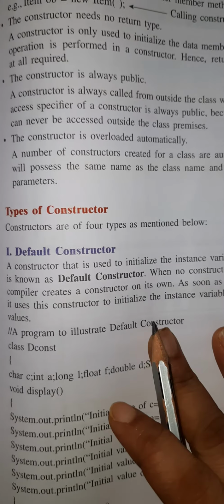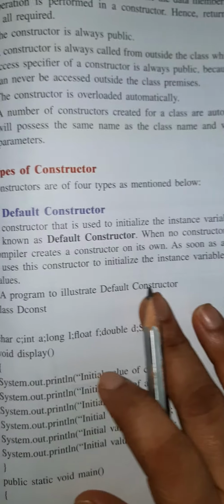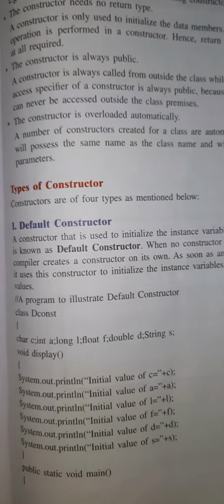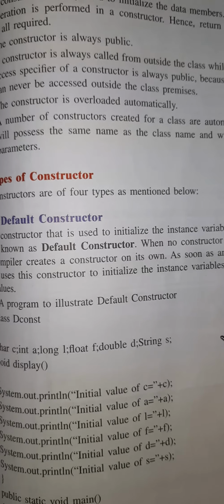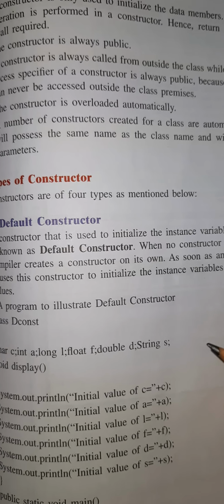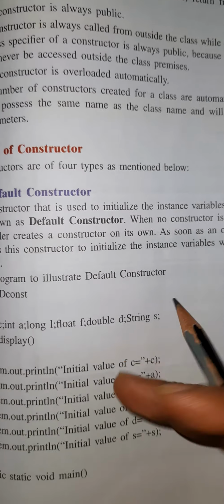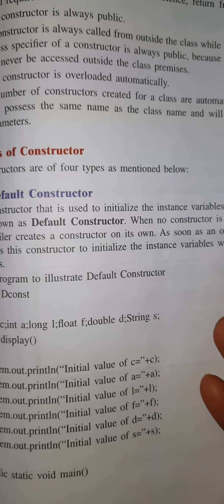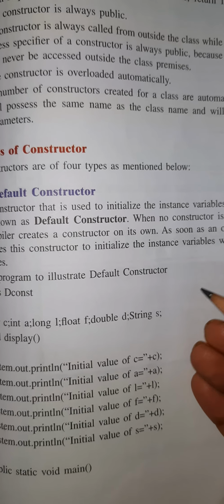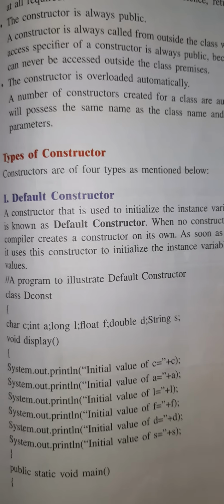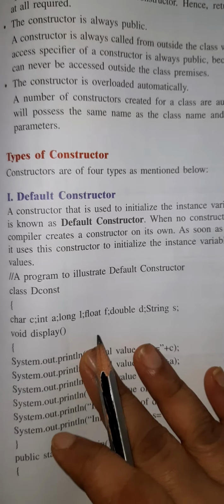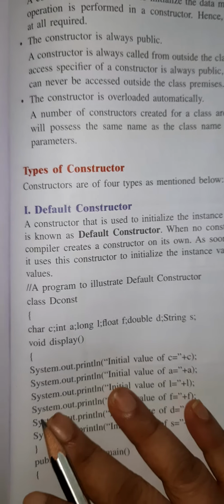So it is taking the initial value of the variable: for the integer 0, for the double 0.0d, for the float 0.0f, for the character a space, and for the string also a space, and for a long 0l. So it is taking those values.